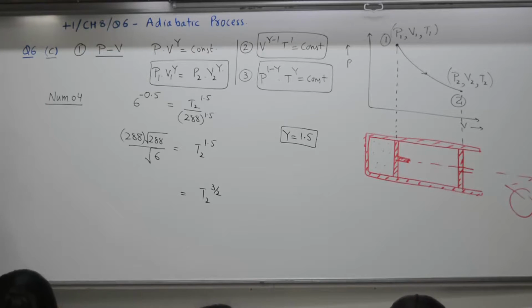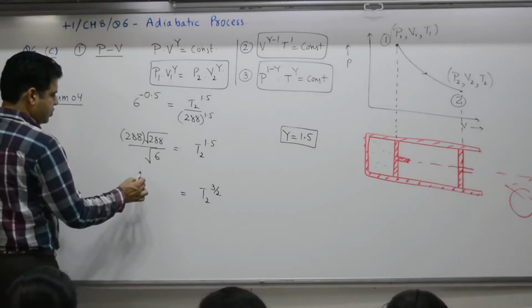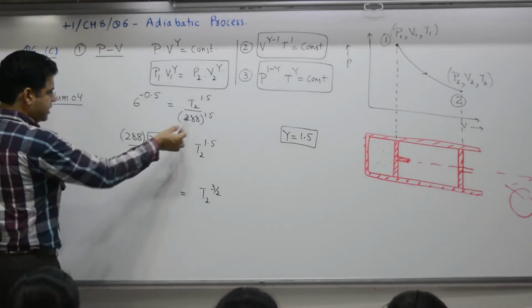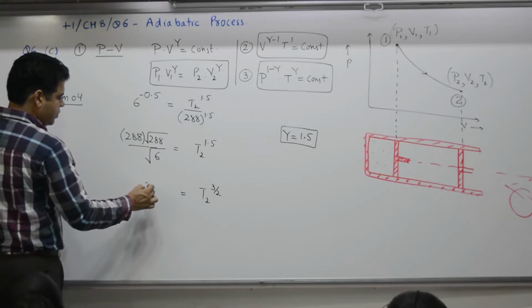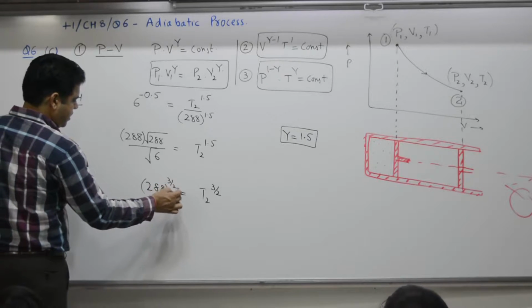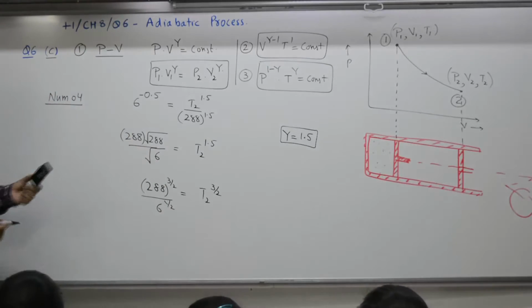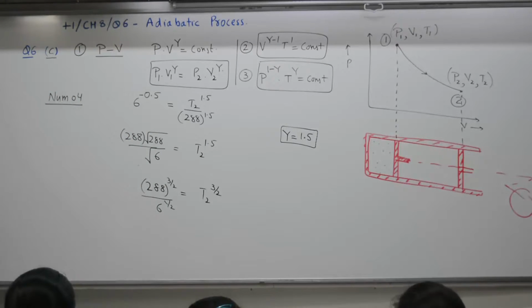This you can write, just a minute. You can write this as 288's power 3 by 2 and 6's power 1 by 2 as it is. Now it is easy to solve it. Try. Find T2.